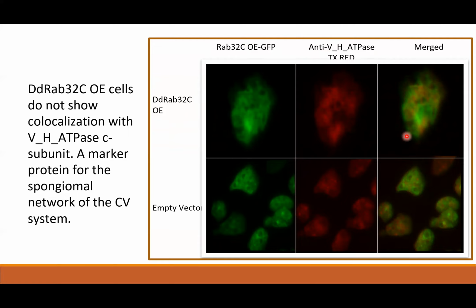So when put together, you can see that there are clear areas of red and there are clear areas of green. And so this suggests that there is not any co-localization within the spongiome network aspect of the contractile vacuole system.